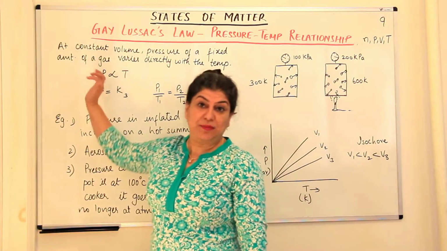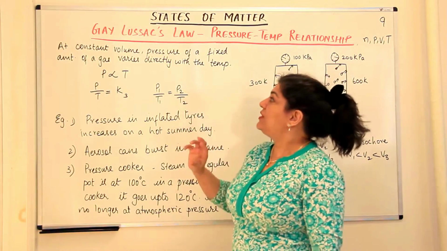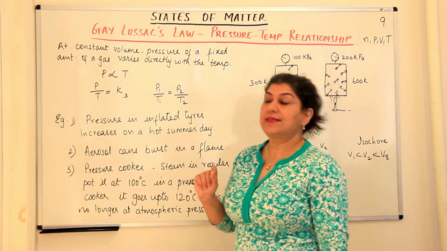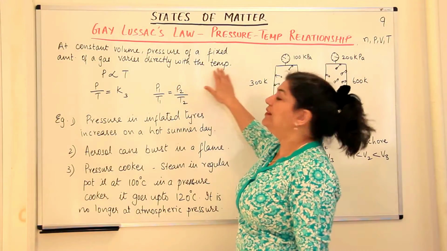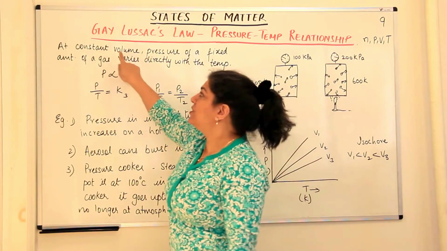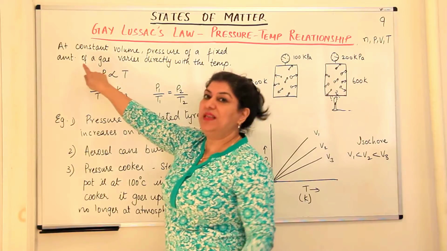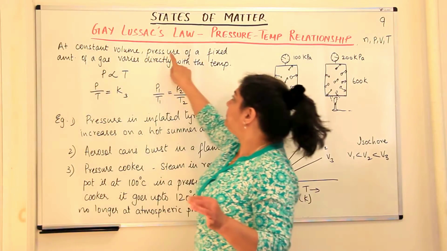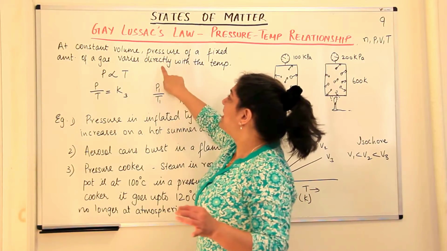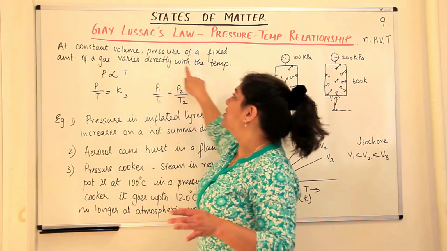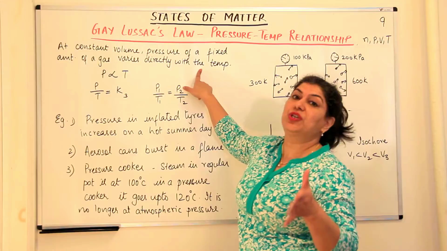So let us read the statement of the law now. At constant volume, pressure of a fixed amount of gas varies directly with the temperature. Volume is constant. Fixed amount of a gas means number of moles are constant. The pressure varies directly with the temperature. It means under these conditions, the pressure is directly proportional to the temperature.